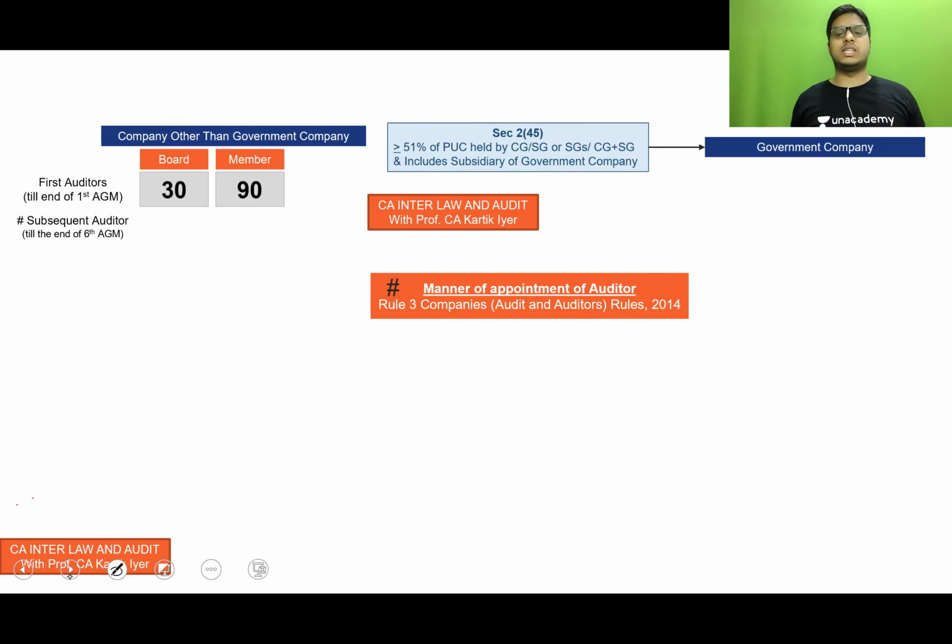So here what are they saying? They're saying that, simple, you have to follow Rule 3. Now Rule 3, what does it say? Let's go one by one. First, we'll see whether the company has an audit committee or not.